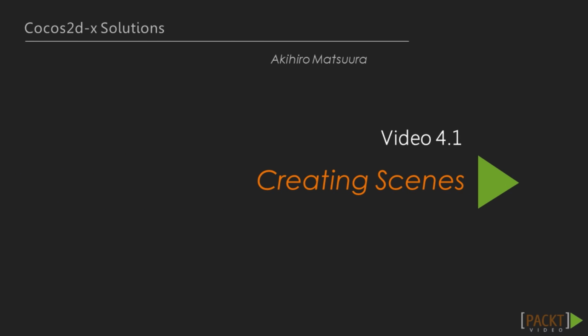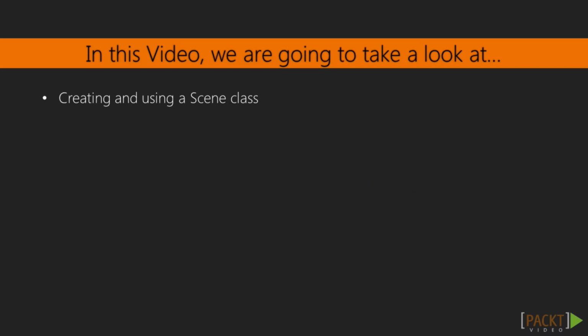In Cocos2d-x, your game should have one or more scenes. Well, a scene is basically a node. In this video, we'll explore how to create and use a scene class. One screen has one scene. A scene is a container that holds our sprites, labels, and other objects. For example, a scene can be a title scene, a game scene, or an option menu scene.